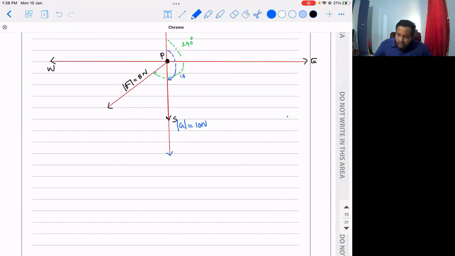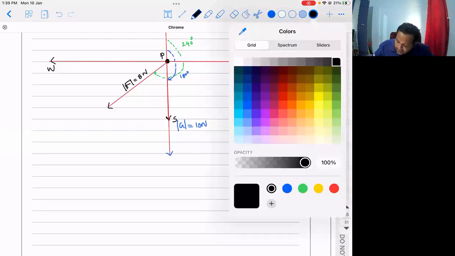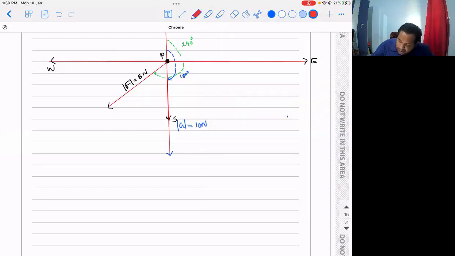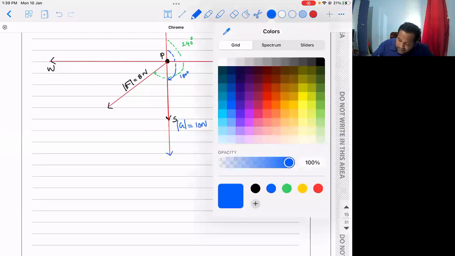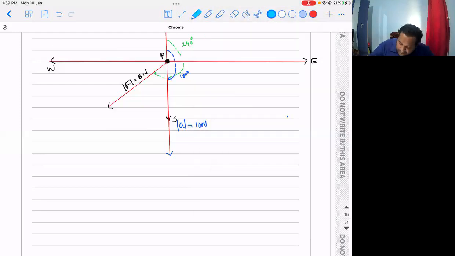180 degrees. So what is the difference between this 240 and 180? That is actually the angle between F and G, right? That's common sense. We can use our common sense. Am I correct? So here, the angle between F and G is 240 minus 180, that is going to be 60 degrees. Are you able to correlate?